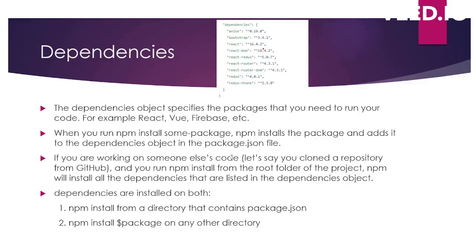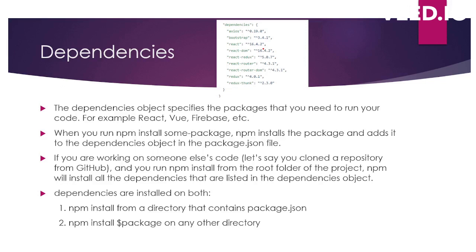So in dependencies, you will keep all the libraries that are needed to run your project. Example, React, Bootstrap, React Redux, Redux Thunk. All these libraries should go into dependencies. So these are the core libraries or the core code that you need for your project to run. So when you do npm install from the directory that contains package.json, and it has all these dependencies in package.json, all these dependencies will be downloaded.